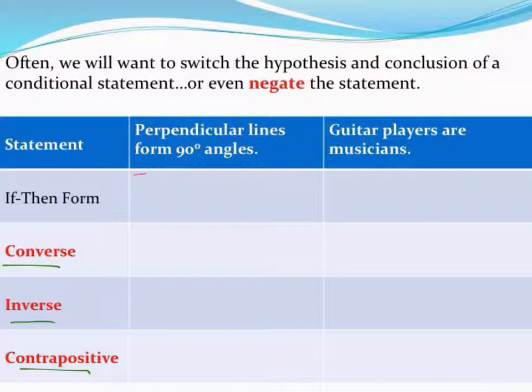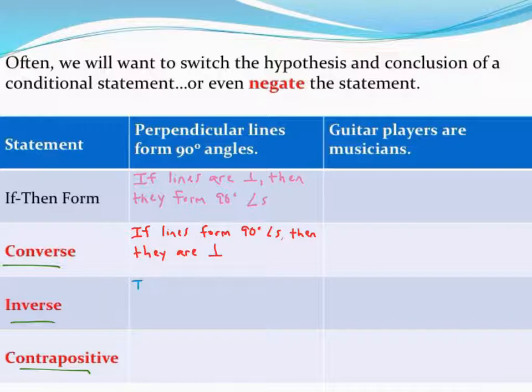Let's take our first statement, perpendicular lines form right angles, or 90-degree angles, and write that as an if-then statement. I wrote this as, if lines are perpendicular, then they form 90-degree angles. Next up is the converse. Converse means you're going to switch your hypothesis and your conclusion. It'll still start with if and end with the word then, but you may write, for example, if lines form 90-degree angles, then they are perpendicular. So you can see that I've switched the if and the then parts.